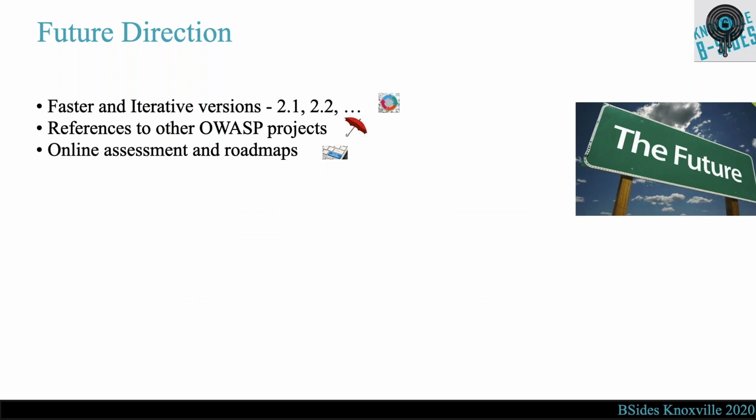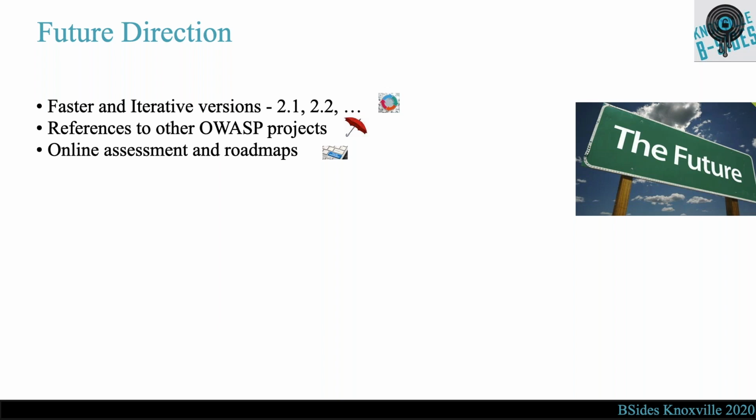Before finishing this talk, a quick highlight on what is the future for SAMM. SAMM will continue like the previous version. We are aiming to have smaller and faster iterative versions, 2.1, 2.3, and so on. In fact, we just embarked on CI/CD ourselves. The second one, as I mentioned earlier, is references to other OWASP projects, because we envision SAMM being more of an umbrella project under OWASP, and all OWASP projects can map back to one of the SAMM business functions. So we will definitely provide more references to other OWASP projects. Last but not least is a very aspirational goal of making this assessment and roadmap creation more of an online process. That would really help design this to match more modern software applications.